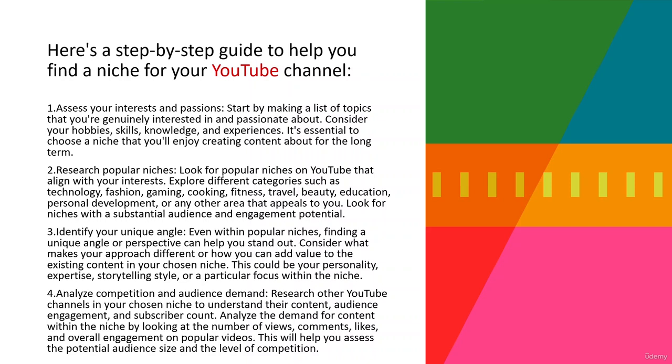Research popular niches. Look for popular niches on YouTube that align with your interests. There are a vast amount of niches that you will find online and people making content on it. And if you are genuinely interested in it and find enjoyment in it, then it will help you in the long term. Explore different categories such as technology, fashion, gaming, cooking, fitness, travel, beauty, educational, personal development, or other areas that appeal to you. Look for niches with a substantial audience and engagement potential.